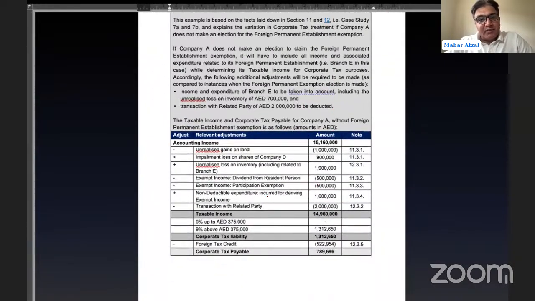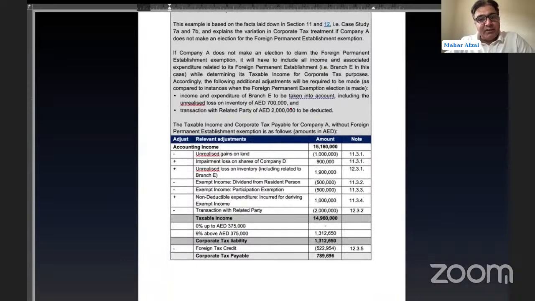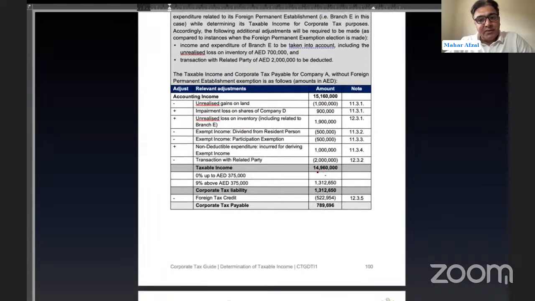Now they have made some sort of adjustment. Then for the overall company, the taxable income is 15 million. These are the adjustments. After arriving at the adjustments, this is the taxable income of the UAE resident company. If I'm asking what is the tax on this taxable income, the tax is 1312650.